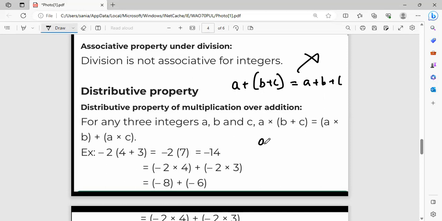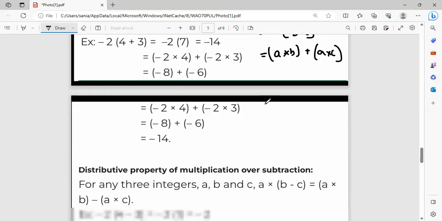For example, this is the question: A multiplied by B plus C. Now how will I write it? I can write it like this: A multiplied by B plus A multiplied by C. Can I write it like this? Yes, because it was multiplication, right? But here it was an addition sign, so I cannot open the bracket and multiply. I will write A plus B plus C. Clear? Okay.